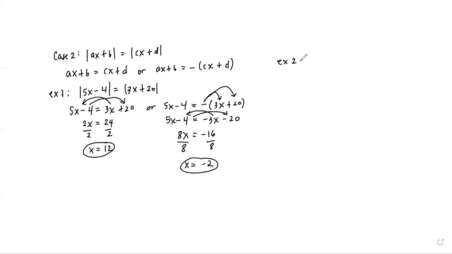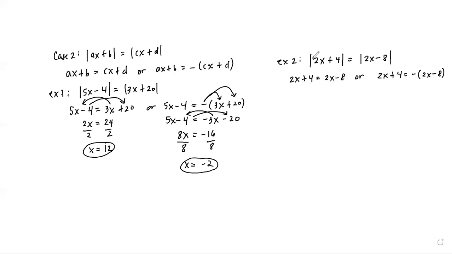For our second example, for this case, let's consider the absolute value of 2x plus 4 is equal to the absolute value of 2x minus 8. So according to the process under case number 2, 2x plus 4 is equated to 2x minus 8. And then 2x plus 4 will be equated to the negative of the quantity of 2x minus 8.